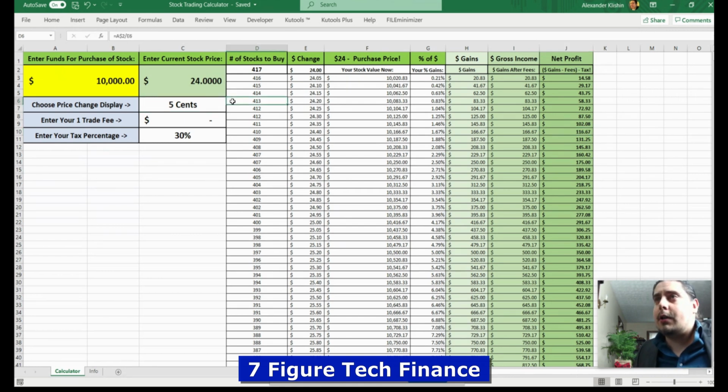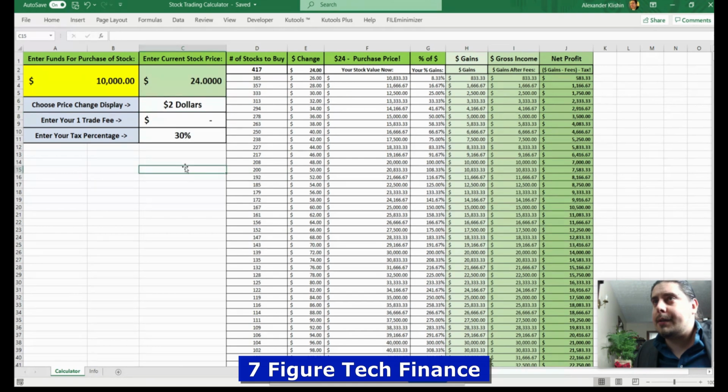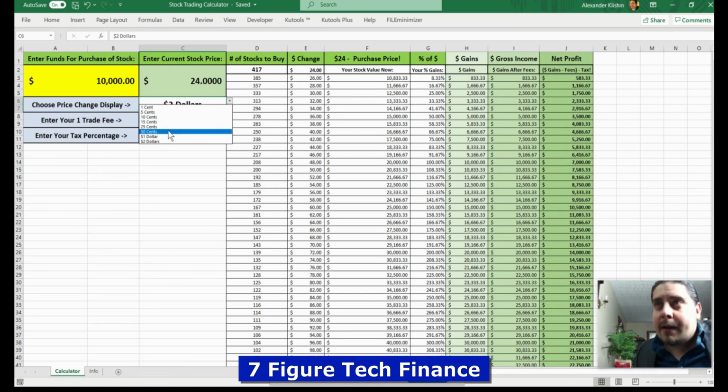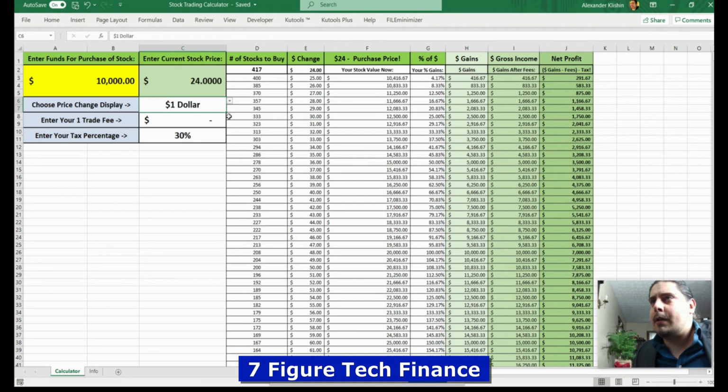Now you can also change increments from cents to dollars. So we can go here to $1 and we can change it to $2 increments. We also have here 50 cents, 25 cents, 15 cents. So those are standard increments, and I don't think you guys are gonna need more than $1 or $2 increments here. So let's just put it to $1 increments.